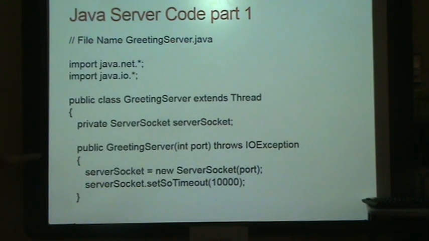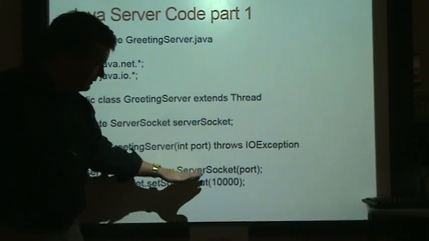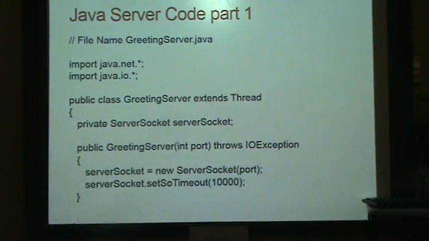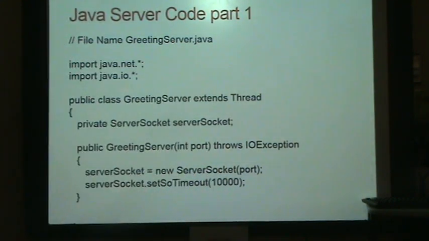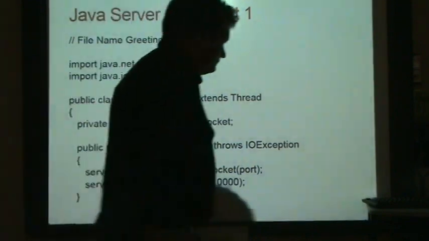So in this case, again, we have a port number that gets passed into us, and then we're going to get the server socket for that particular port, and that's going to become our server socket. And then we can also have a timeout. Timeouts are in milliseconds, so that would be like a 10-second timeout.